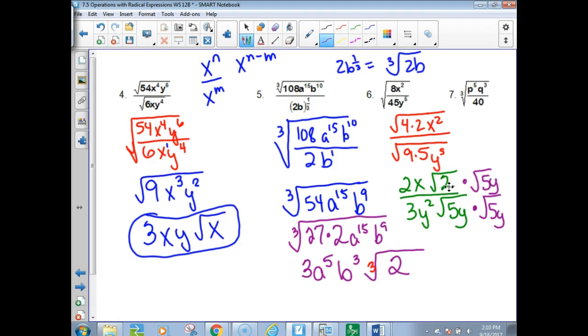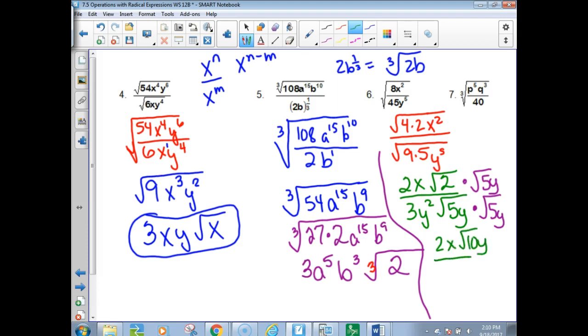You guys, we got to multiply the top, and all you do is just multiply radical times radical part, right? So we're going to have a 2x. Get this out of the way. We're going to have a 2x and a square root of 10y on the top.